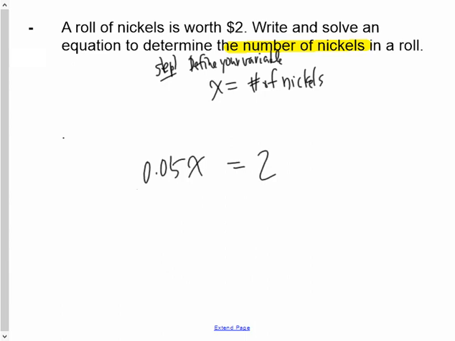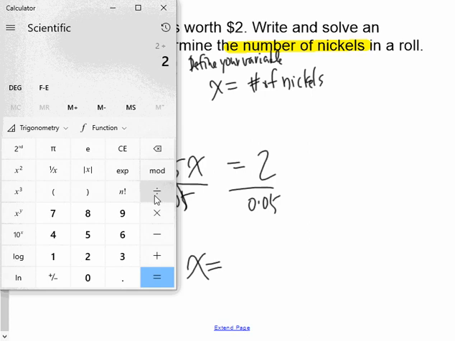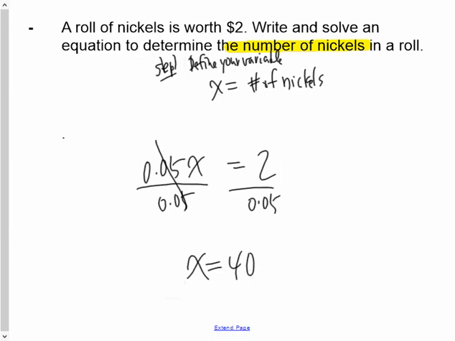So whatever that x equals, the number of nickels, it has to equal a roll of nickels, which is $2. So if I divide both sides by 0.05, I'm going to isolate it for the number of nickels. If I take $2 and divide it by a nickel, the answer is 40. And therefore, there are 40 nickels in a roll.